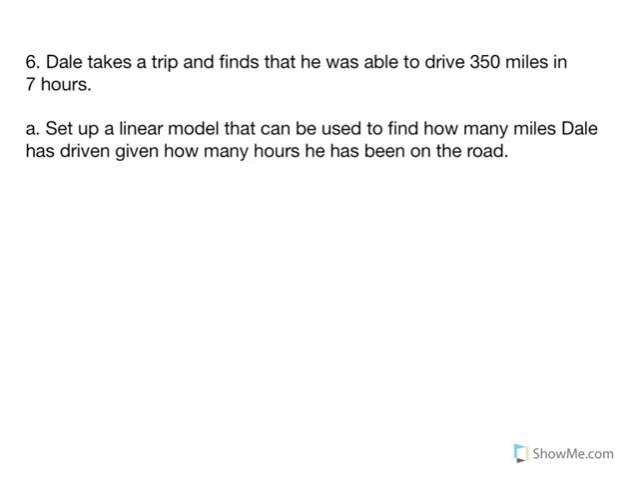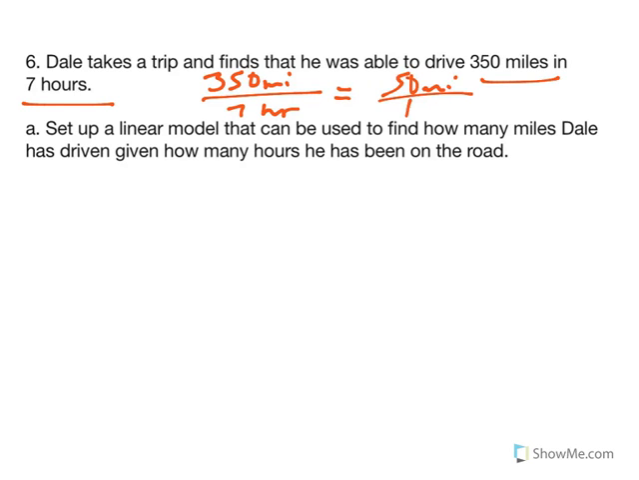Well, this is a little bit difficult because they give us total miles and total hours. Well, when you're using slope, right, we might want that to be miles per 1 hour. So if you think about 350 miles in 7 hours, if you just reduce that, you end up with 50 miles in 1 hour. So our slope is 50.